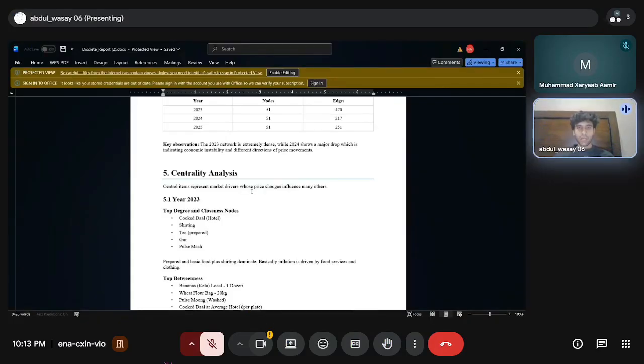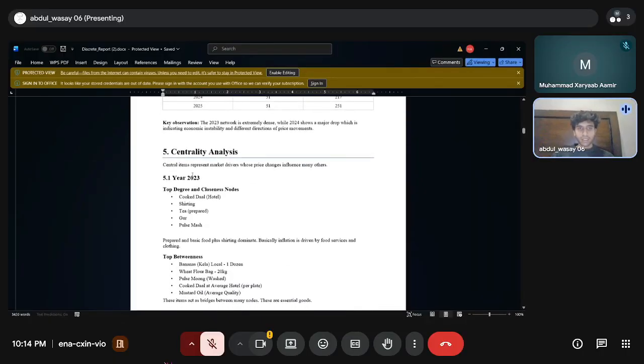Okay, so I'll be discussing centrality in our context. We measured three different types of centralities: degree, closeness, and betweenness. Degree tells us how much a node is connected to other nodes overall. Closeness is how quickly a node can influence other nodes. And betweenness centrality measures how a node connects different parts of the economy together.